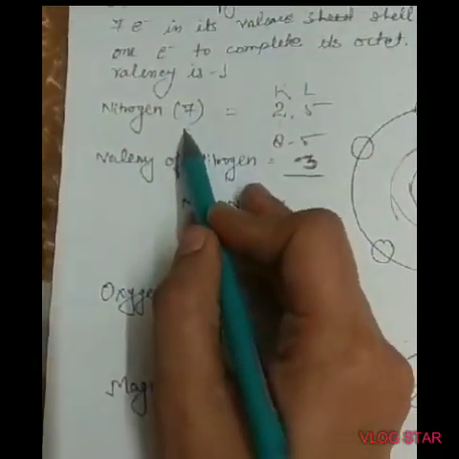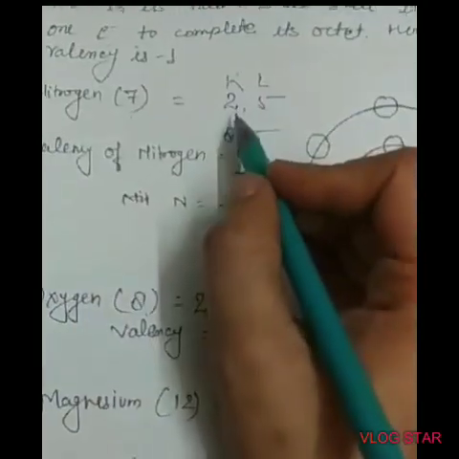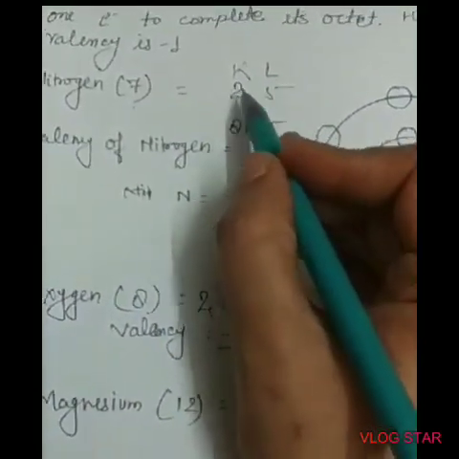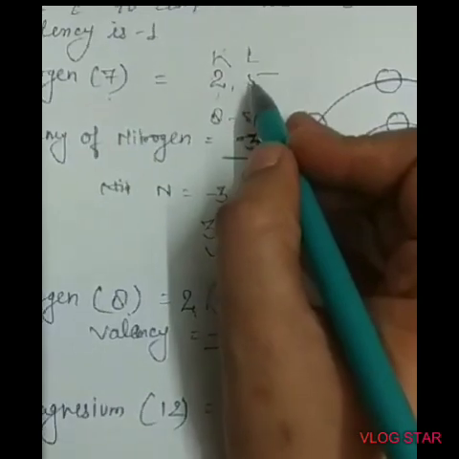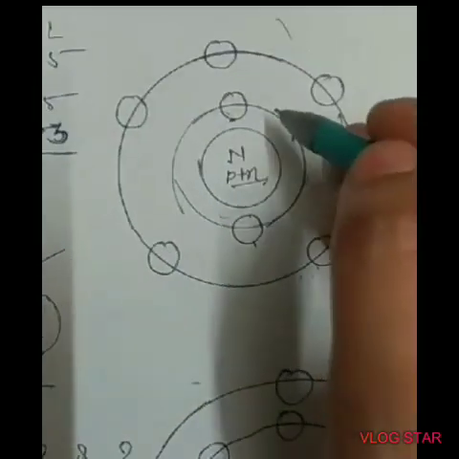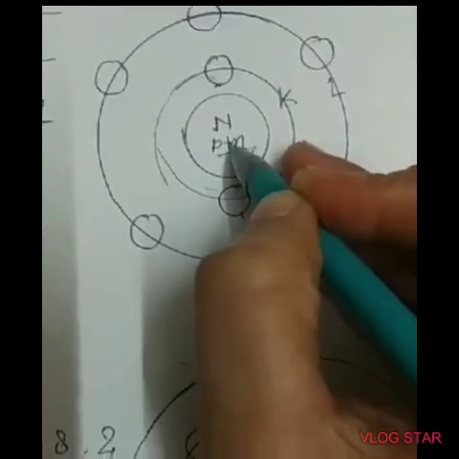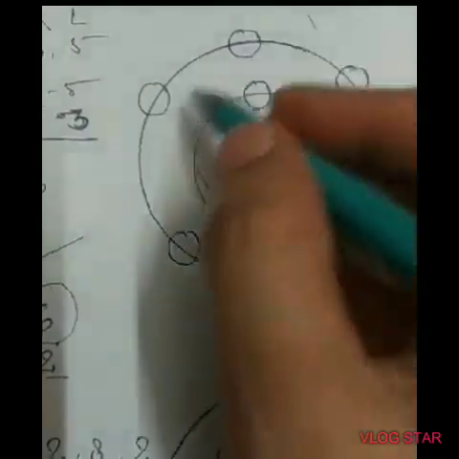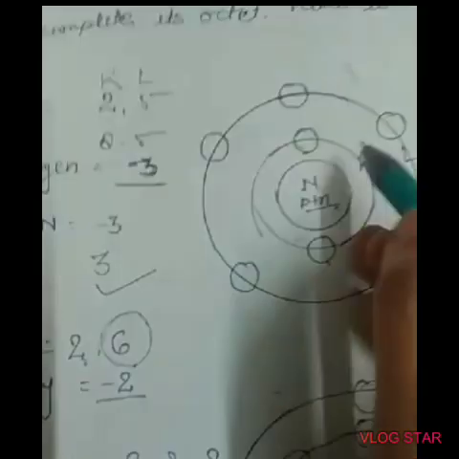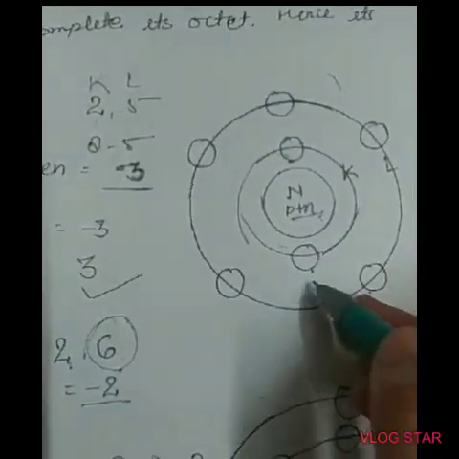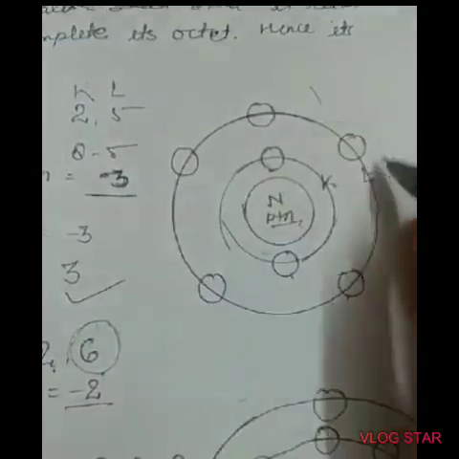Clear? Now let's take one more example. Nitrogen, whose atomic number is 7, and electronic configuration 2 and 5. The K shell can have 2 electrons and the L shell 5 electrons. Now draw the atomic structure. First of all, we draw the nucleus, which contains protons and neutrons. The first shell can have 2 electrons. Place 2 electrons in the first shell, and in the second shell place 5 electrons.